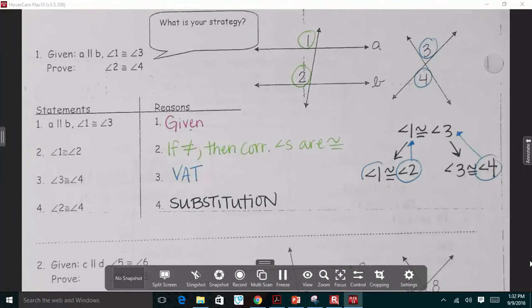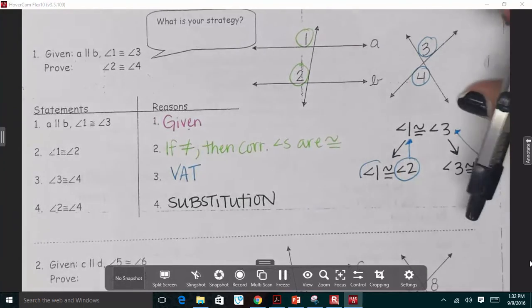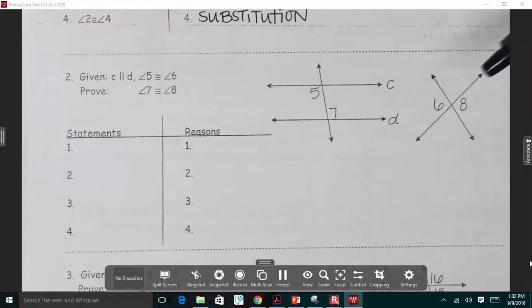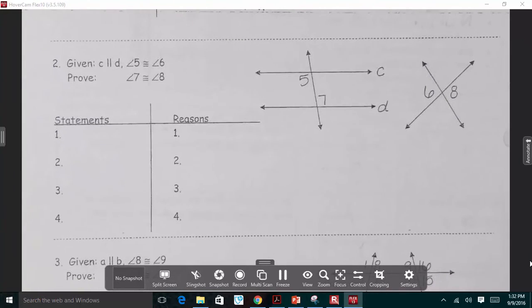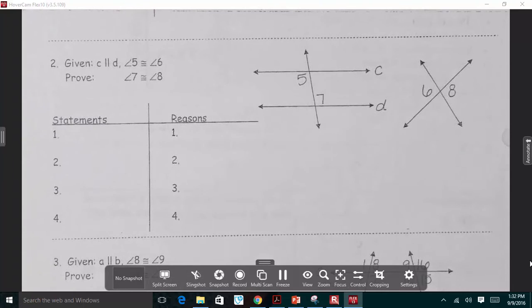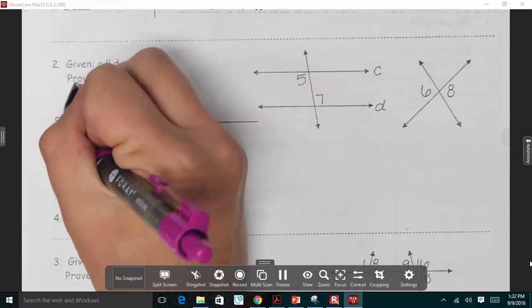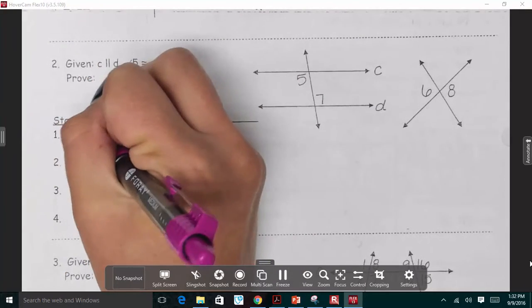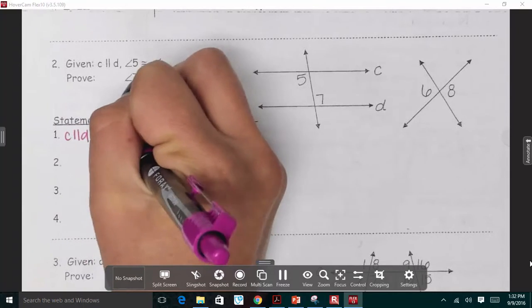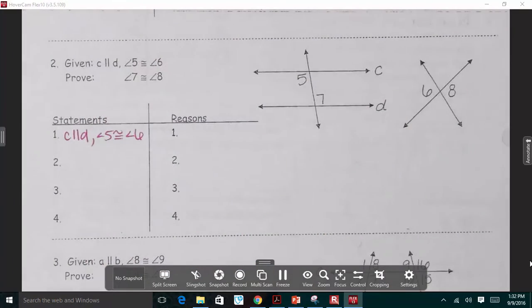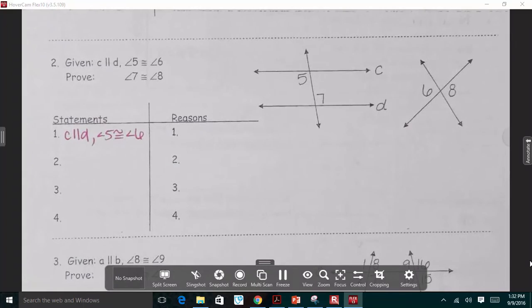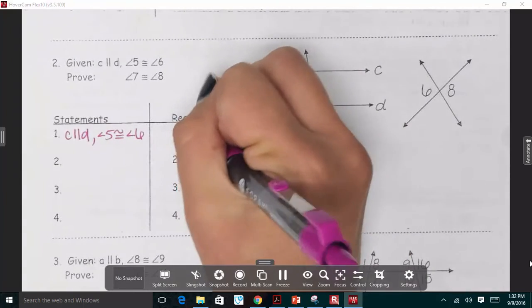Does that make sense? Okay. I know it's new. We'll do another one. Okay? So in number 2, they don't have all the steps for us. We have to write them out. Now, what is always going to be our first step? Our given. So we want to write C is parallel to D, and angle 5 is congruent to angle 6. And what's our reason for that? Because it's the given. Perfect.